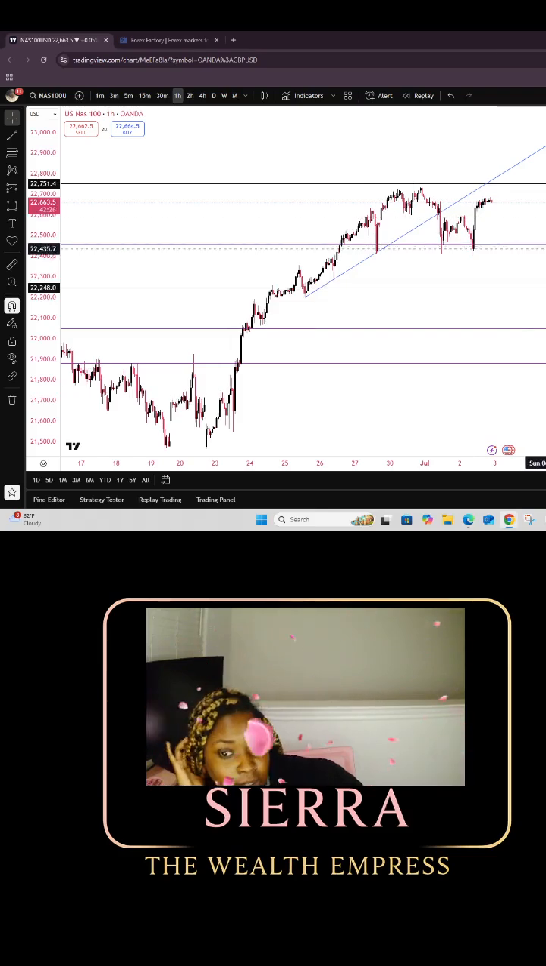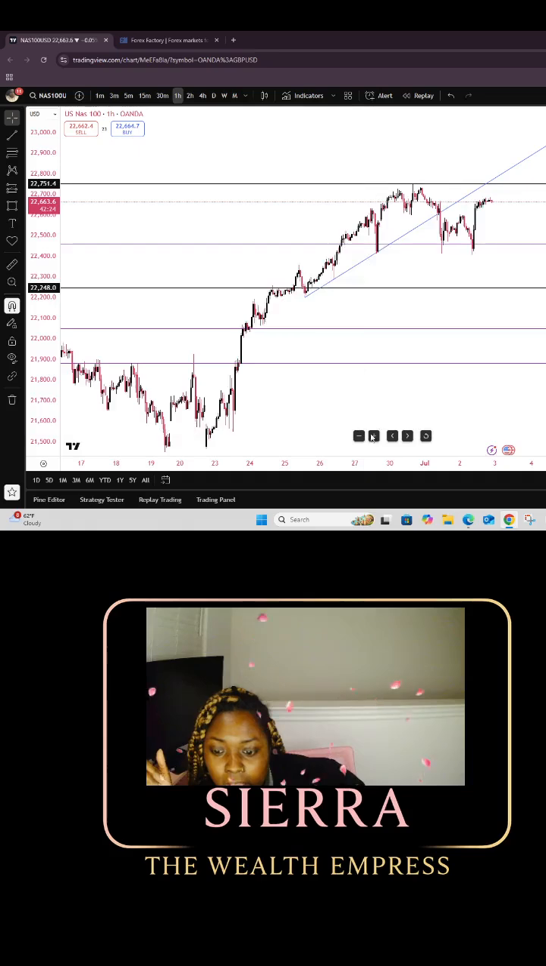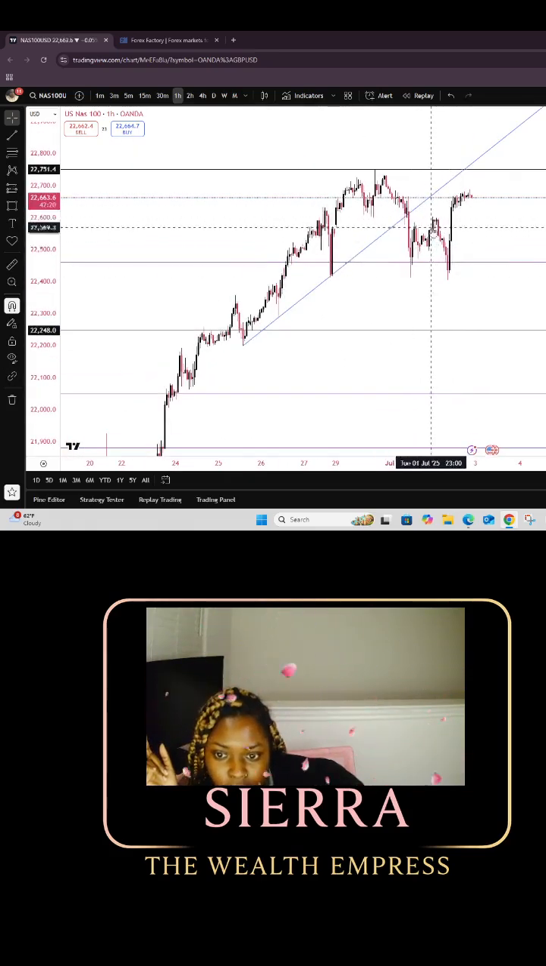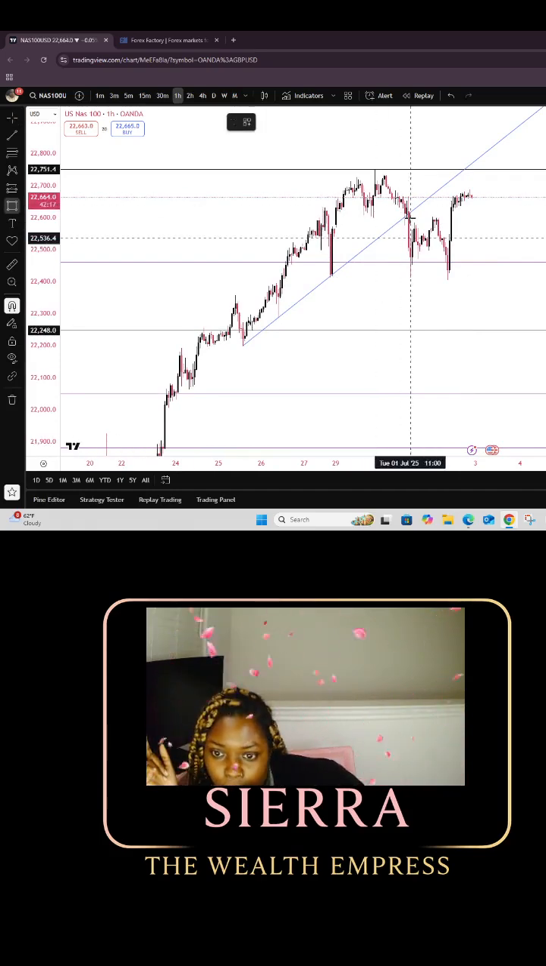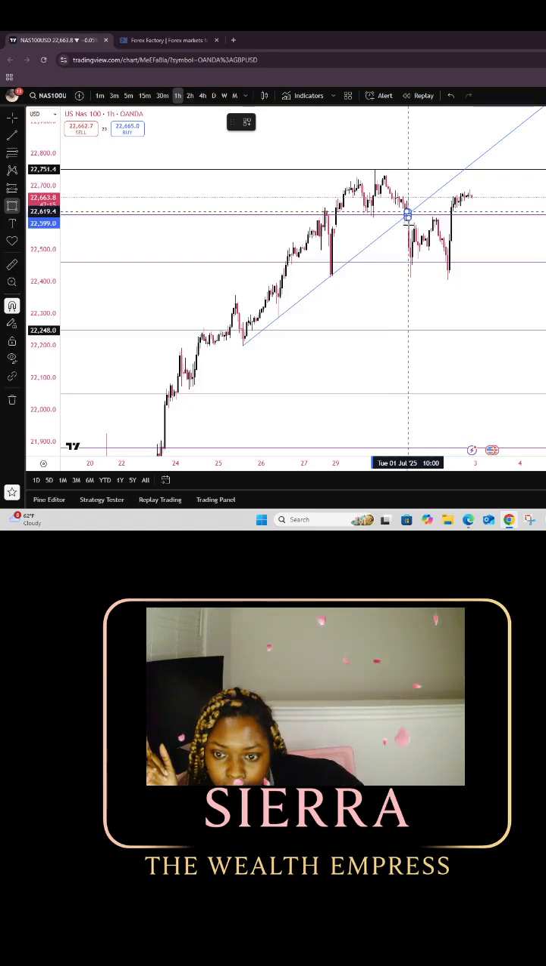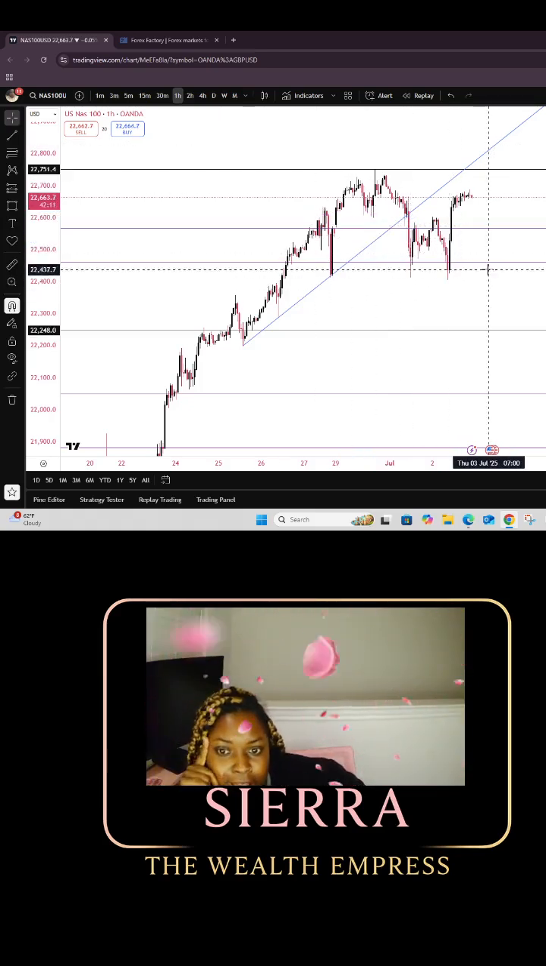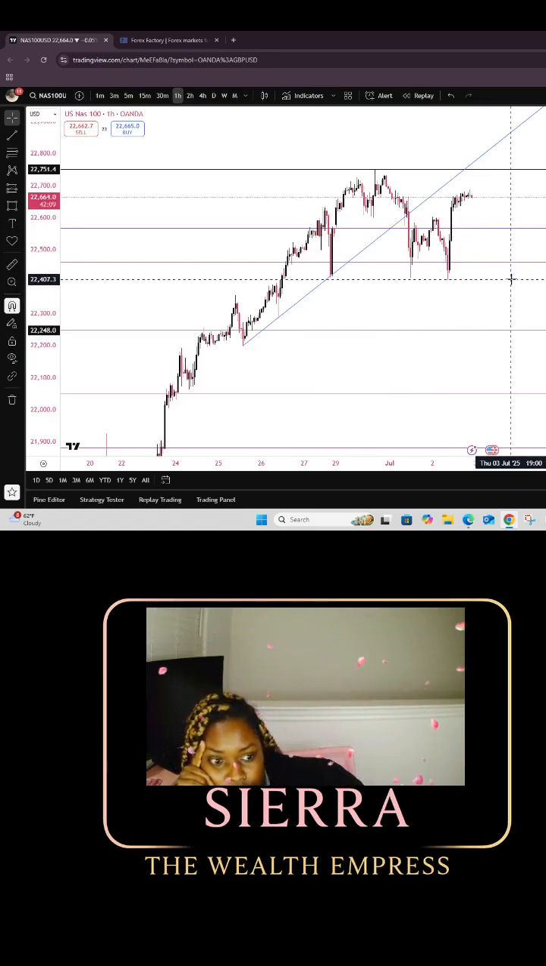Your choice. All right. So I am going to mark another zone here because I see that we got some rejection here in this area. So I'm going to mark this fair value gap here. Okay. All right. So now we are closer. We're getting closer and closer to price. All right.